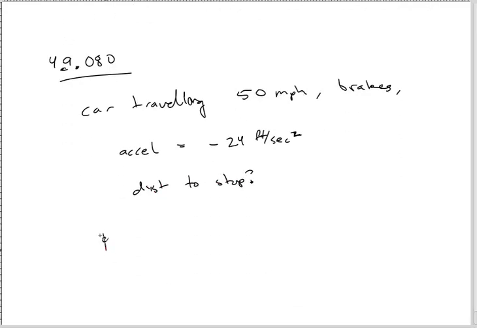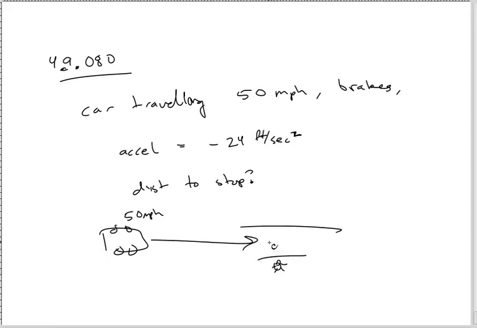So here's the problem. I've got a car, and that's my best car I could ever draw, and it's going 50 miles an hour. And then all of a sudden it sees a turtle. It sees a turtle, and he's crossing the road, right? And he's coming, and so he says, "No way!"